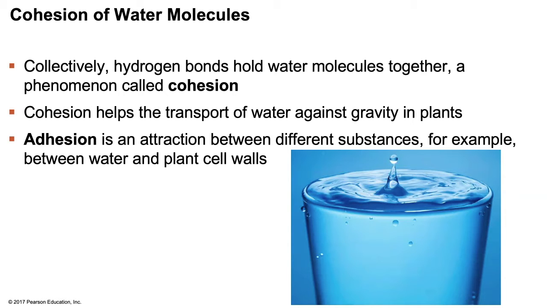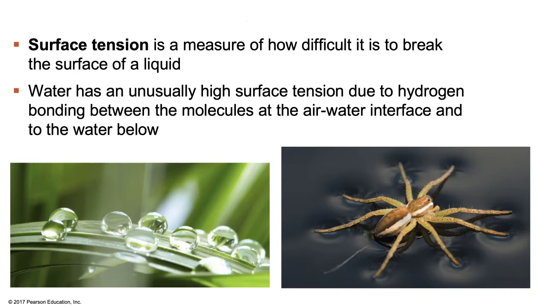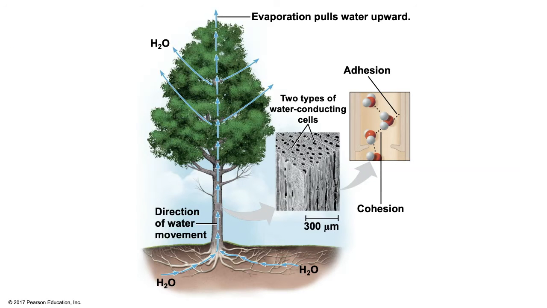This is due to something called surface tension, which is the measure of how difficult it is to break the surface of a liquid. Water has an unusually high surface tension due to hydrogen bonding between the molecules at the air-water surface and to the water below. Again, this is all due to those hydrogen bonds. Surface tension is also the reason why small insects may walk on water.